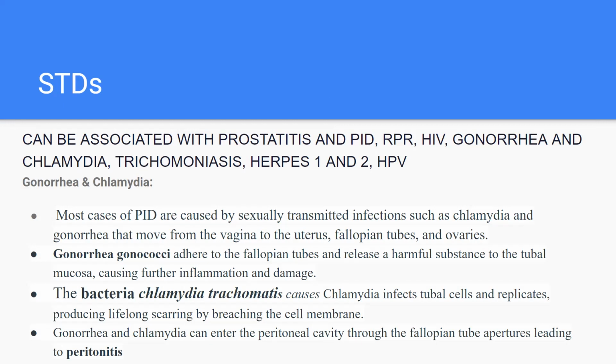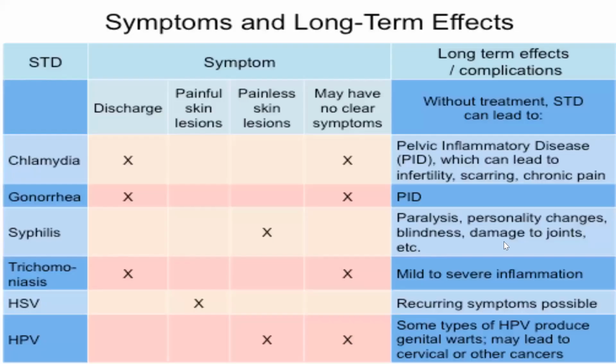Chlamydia trachomatis is the bacteria that causes chlamydia. They enter the peritoneal cavity through the fallopian tube, and sometimes they even cause peritonitis in untreated cases. So pay attention to all the highlighted areas, as you will see questions related to that on board exams. This slide gives you the symptoms and long-term effects of the types of STDs that you have to know: chlamydia, gonorrhea, syphilis, trichomoniasis, HSV, and HPV.